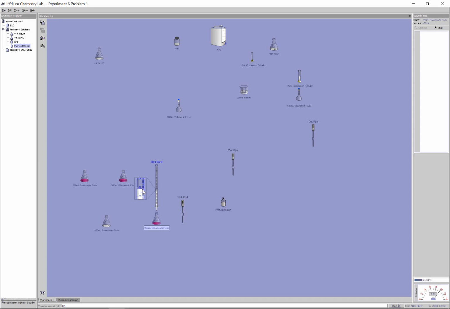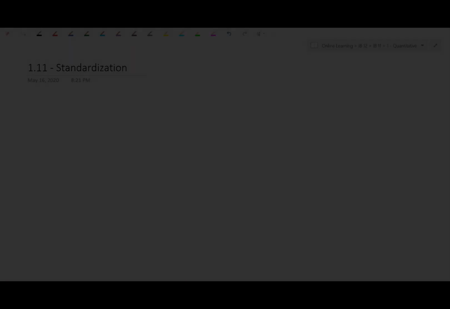I'm going to make a note to myself. That one there was only for 10 milliliters, and that's why that volume is different from the one from earlier. So let's just switch over to our OneNote, and then I'm going to show you how these calculations work out.